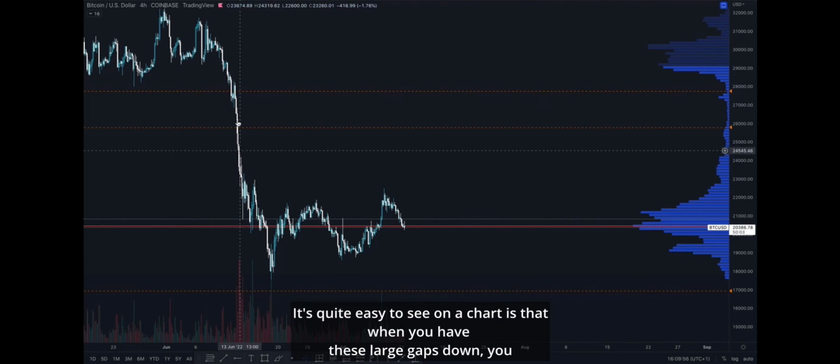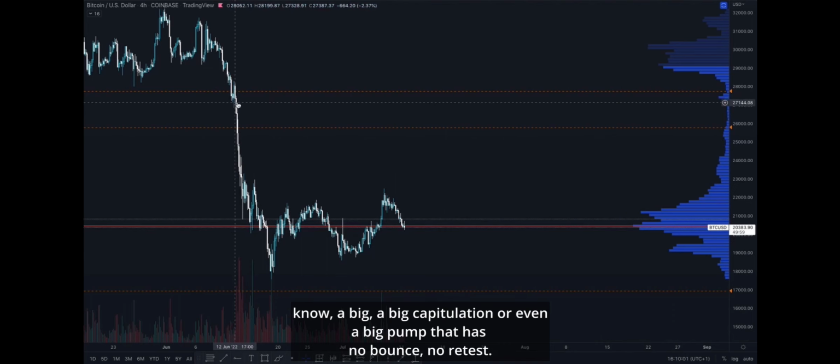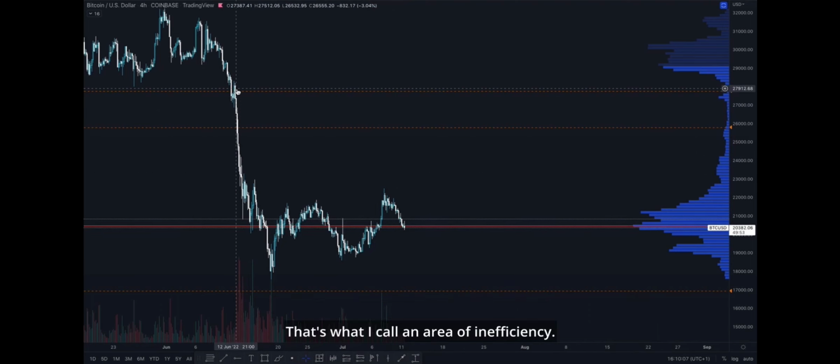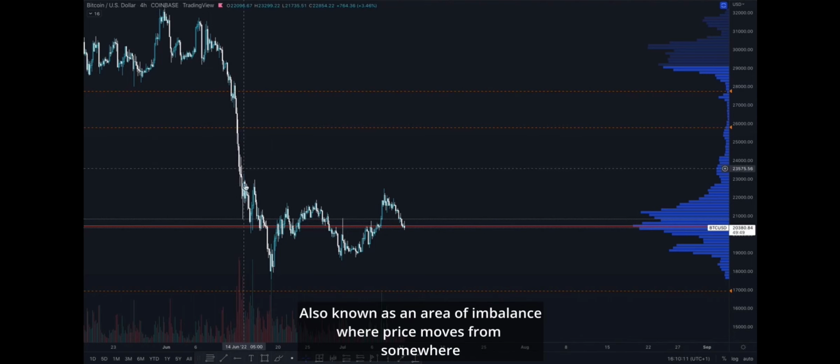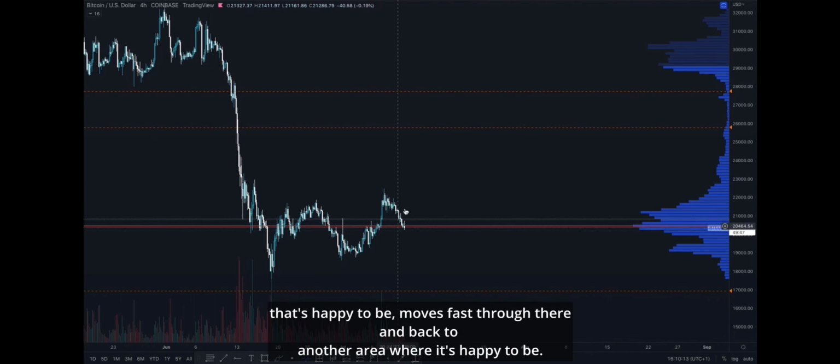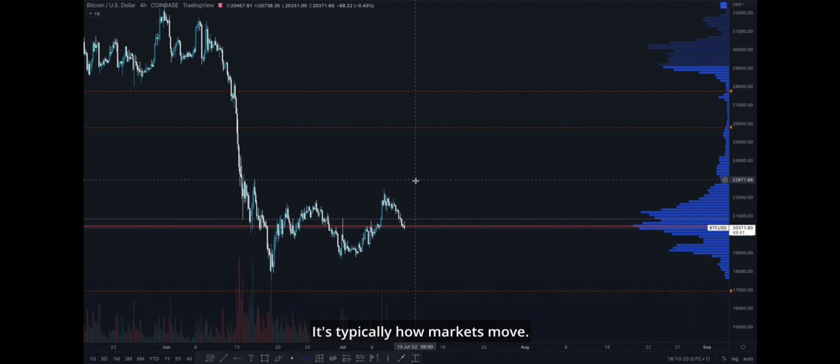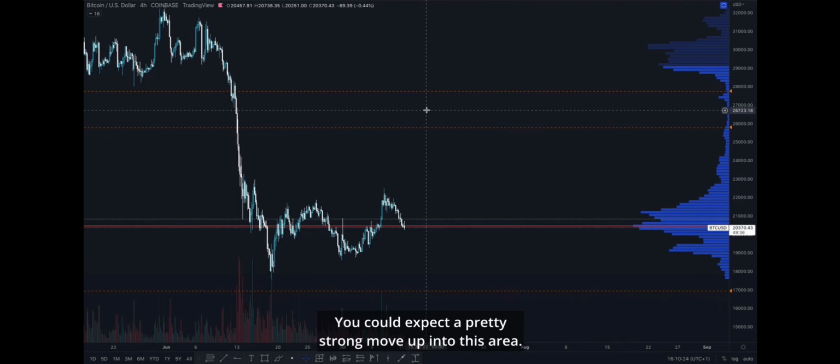It's quite easy to see on a chart when you have these large gaps down, a big capitulation, or even a big pump that has no bounce, no retest. That's what I call an area of inefficiency, also known as an area of imbalance, where price moves from somewhere it's happy to be, moves fast through there, and back to another area where it's happy to be. It's typically how markets move. So if we were to break up here, you could expect a pretty strong move up into this area.